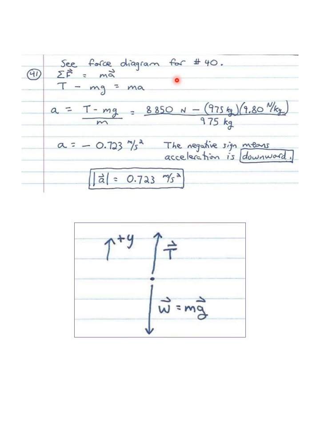We're going to start with T minus mg equals ma, just as we did before, but now we're going to solve for acceleration. Acceleration is T minus mg divided by m. We plug in all the values, and we get acceleration is negative 0.723 meters per second squared. So because the tension in the cable was less than the weight of the elevator, this thing is going to accelerate downward. That gives the negative acceleration. So it's an acceleration of 0.723 meters per second squared, and it's downward.